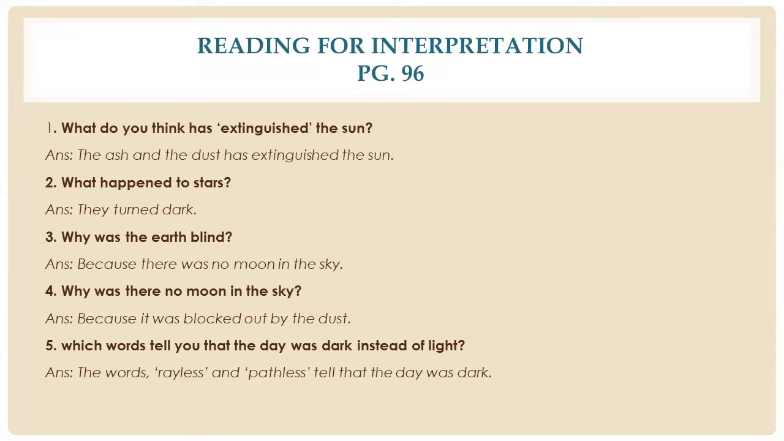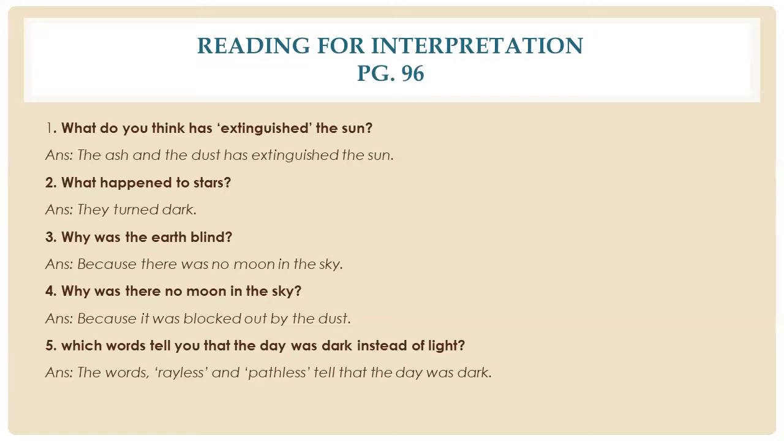Question number 3. Why was the earth blind? Answer. Because there was no moon in the sky. Why was there no moon in the sky? Because it was blocked out by the dust. Number 5. Which words tell you that the day was dark instead of light? The words rayless and pathless tell that the day was dark.